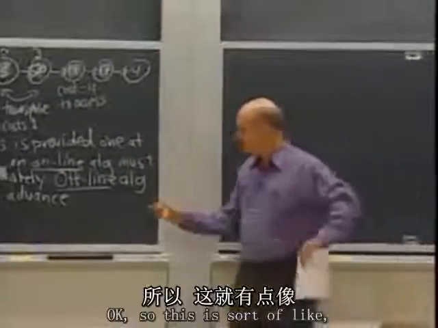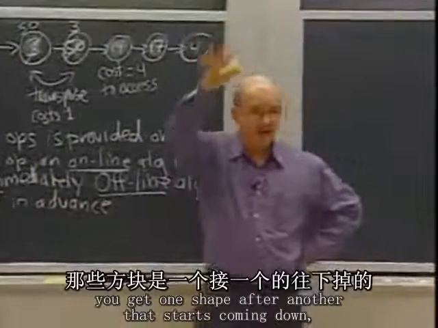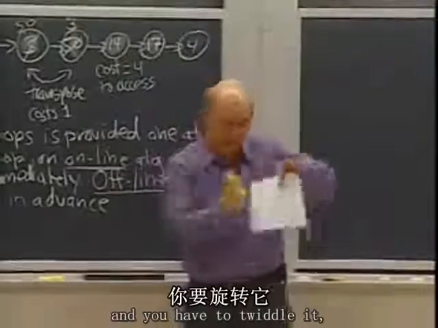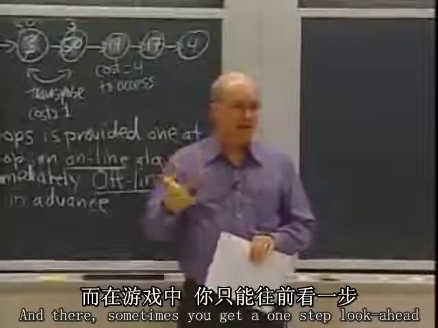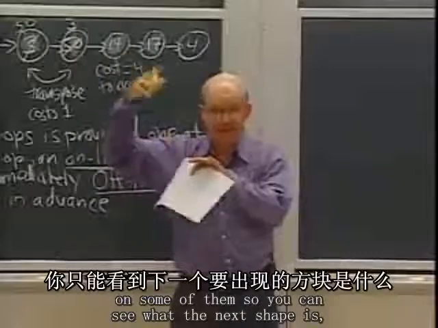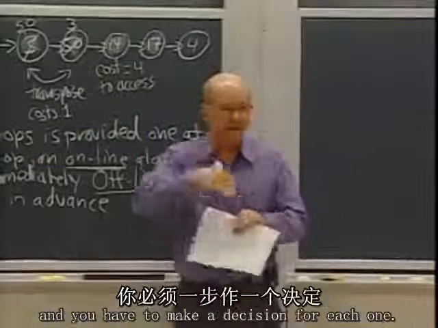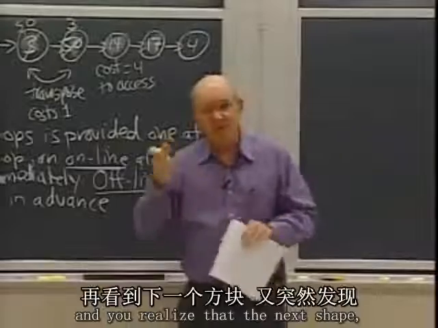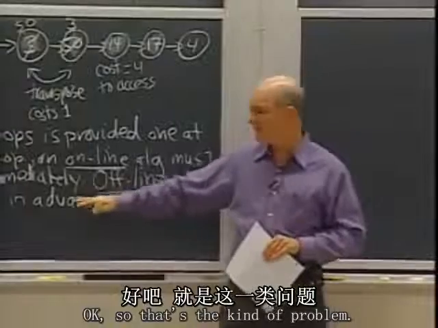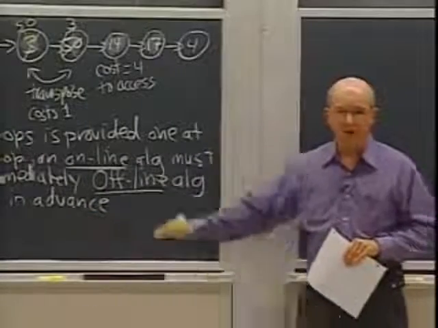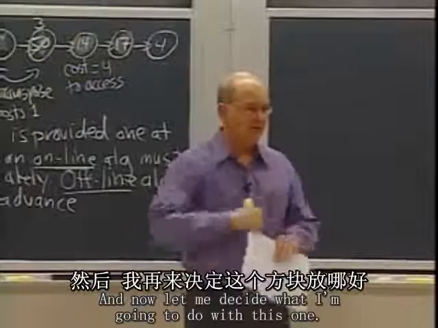So this is sort of like if you're familiar with the game Tetris. In Tetris, you get one shape after another that starts coming down, and you have to twiddle it and move it aside and drop it into place. And sometimes you get a one-step look ahead on some of them, so you can see what the next shape is, but often it's purely online. You don't get to see that next shape. And you make a decision, then you realize that if you'd made a different decision, it would have been better. So that's the kind of problem. Offline Tetris would be, I get to see the whole sequence of shapes, and now let me decide what I'm going to do with this one.